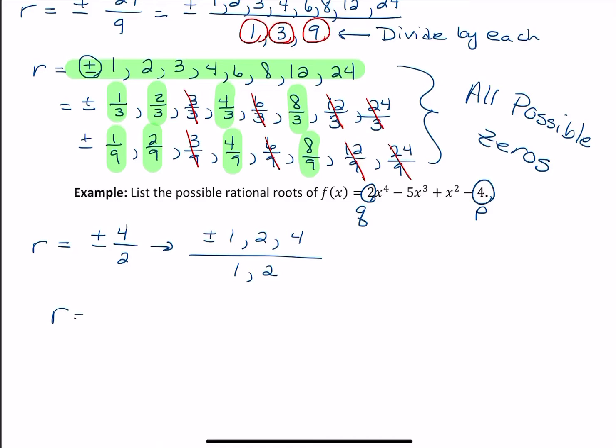All your possibilities are going to be all the whole numbers when you divide by 1. And then divide by 2, I've got 1/2, 2 over 2, and 4 over 2. Now notice these last two are repeats because they reduce to 1 and 2. So all your possibilities are the positive and negative 1, 2, 4, and 1/2. So that was all the possible rational roots.